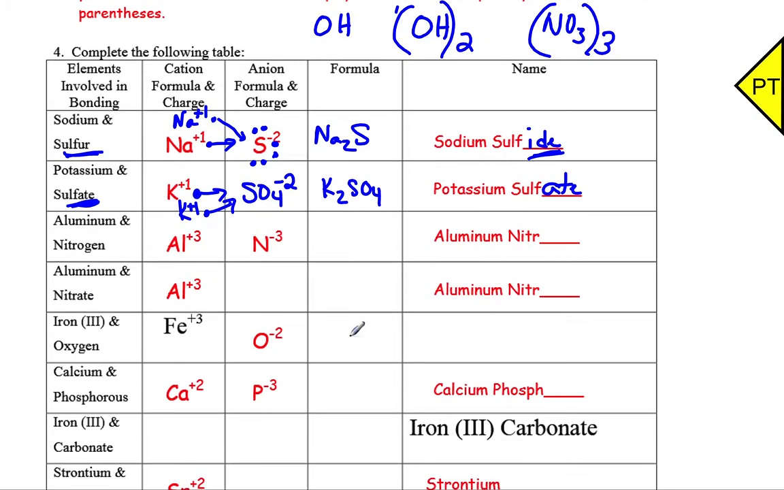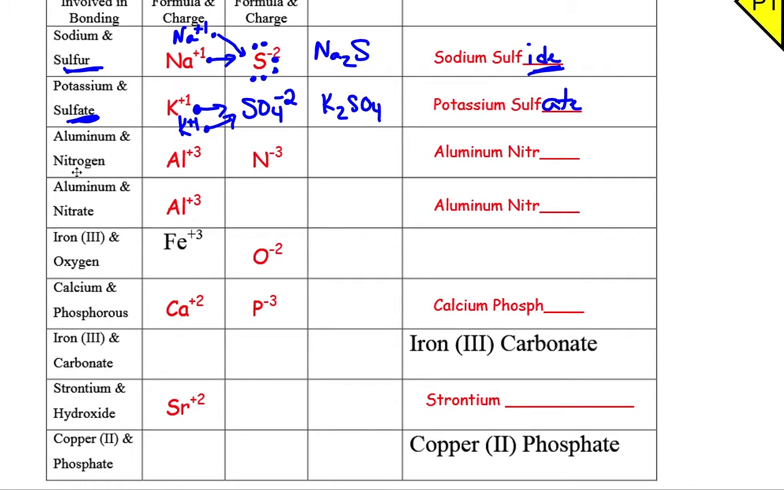Now, here's aluminum hooking up with nitrogen right off the periodic table. Nitrogen's in group 5, so it has 5 valence. It needs 3 more. So 1 aluminum is very willing to give up 3 electrons. The nitrogen needs 3. It's a perfect match, so it's a 1-to-1 ratio. So it's just AlN.